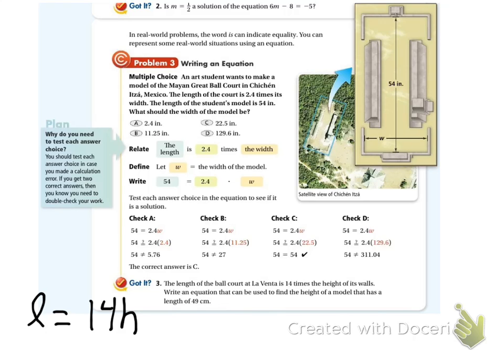And then they want me to write an equation that can be used to find the height of a model that has a length of 49. So I'm going to plug in 49 for L. 49 equals 14h. And then I'll solve for h. 49 divided by 14 is 3.5. So h equals 3.5 centimeters.